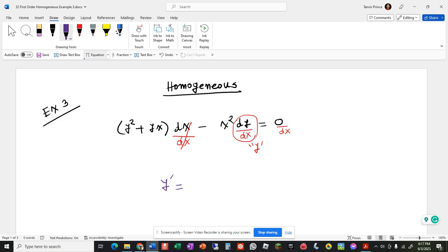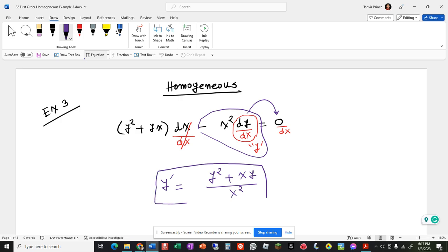by moving this to the other side and then dividing both sides by x square, just simple algebra, you are going to end up with y square plus xy, or yx, doesn't matter, divided by x square. So we just rewrite in this way. So it's more familiar to us for homogeneous.